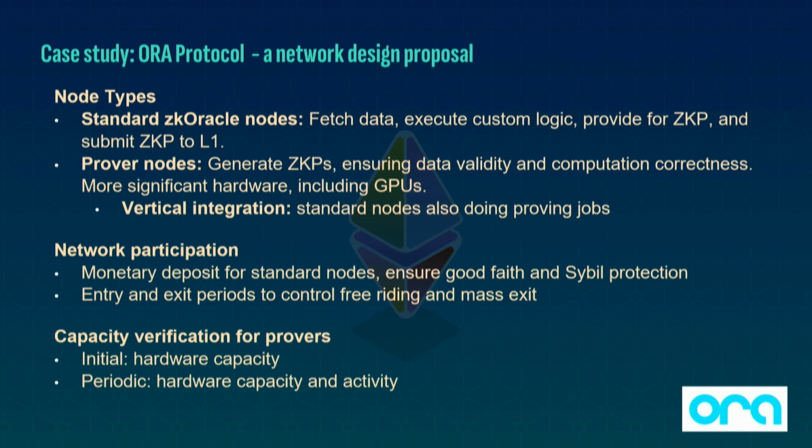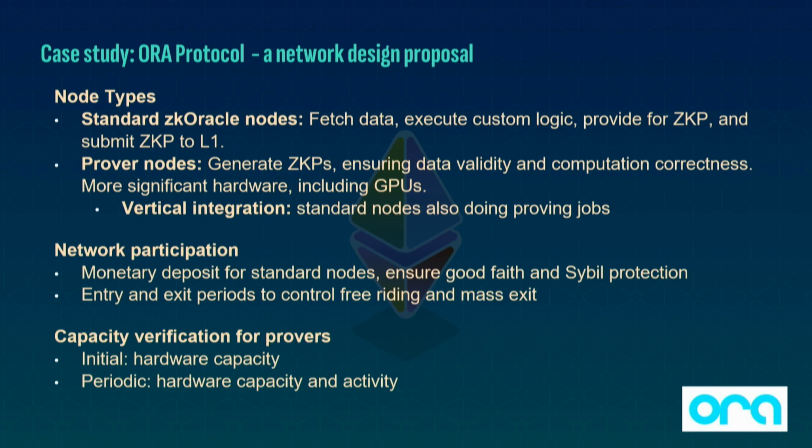So some requirements for network participation: there should definitely be some kind of monetary deposit for the standard nodes, not for the prover nodes per se, but there will be something else mentioned on another slide for them. So some kind of deposit in native tokens to be made for standard nodes to ensure good faith, Sybil protection, etc. And there have to be some kind of entry and exit mechanisms also to control free riding, to control mass exit. I think it's important.